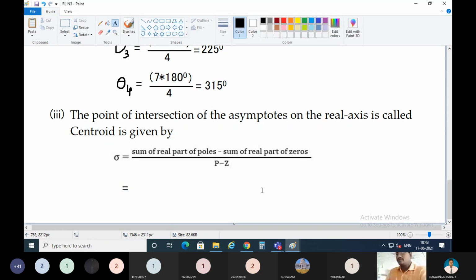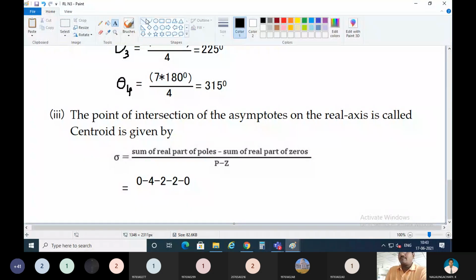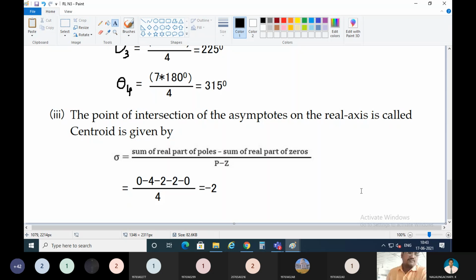the sum of the real parts of poles minus the sum of the real parts of zeros, divided by 4. What are the real parts? 0, minus 4, and so on. What is the value you are getting? -2. So -2 is the centroid.